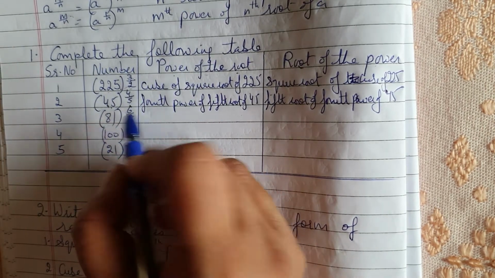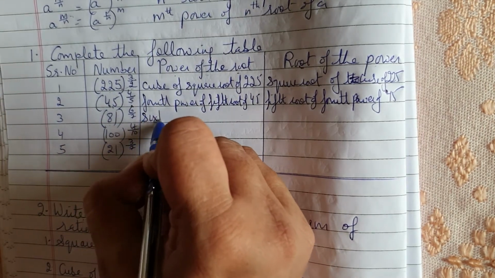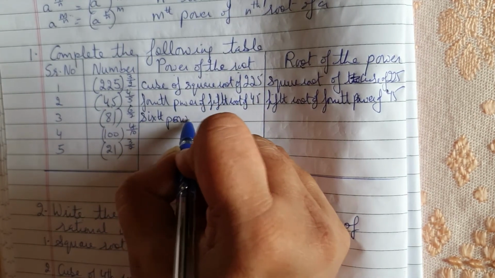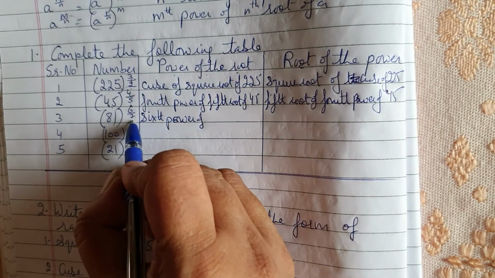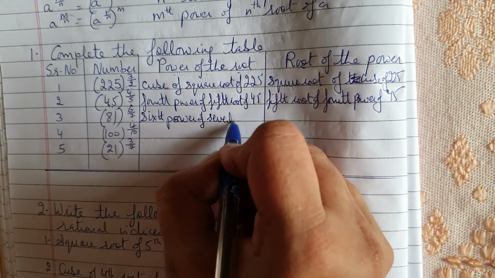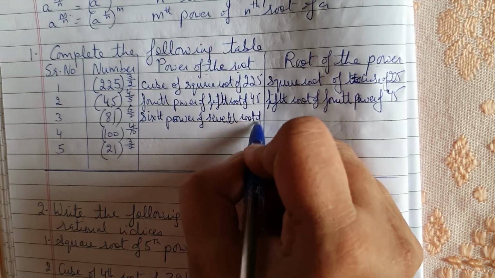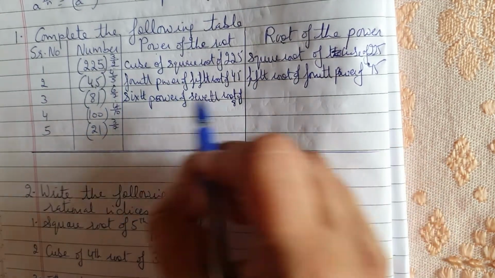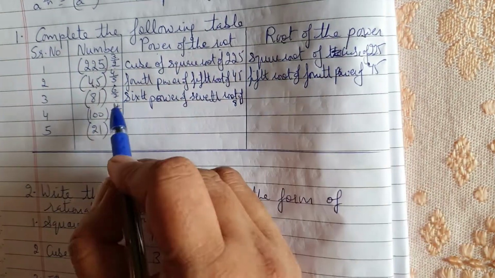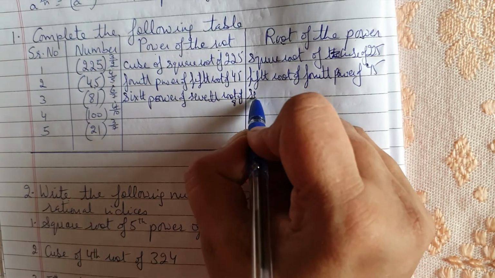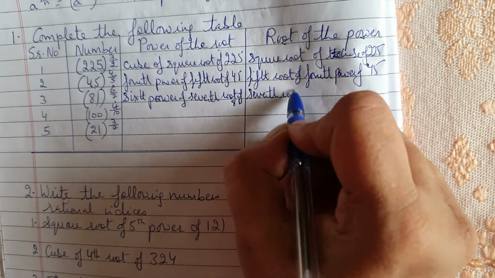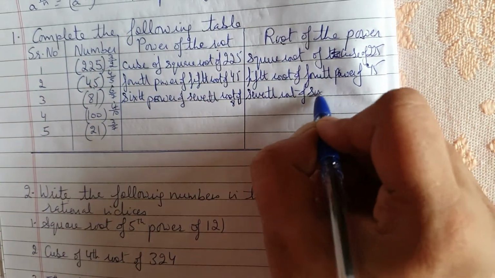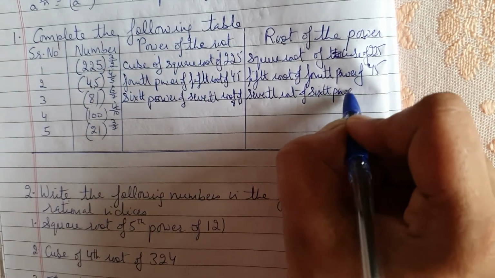Okay. Now 81 raised to 6 upon 7. So which is the power? 6. So 6th power of, 7 is the root, 7th root of 81. Now we want to write the root first, root of the power. Which is the root? 7. So 7th root of, which is the power? 6, 6th power of 81.